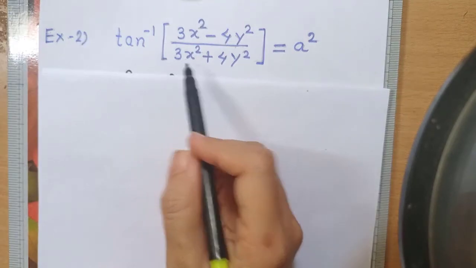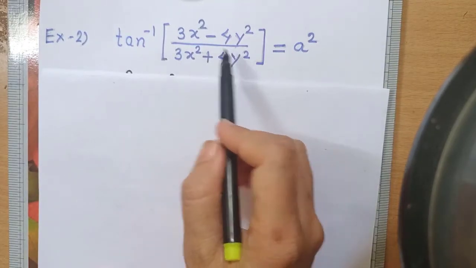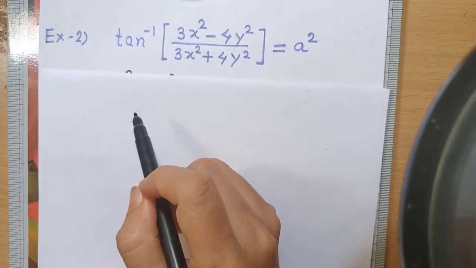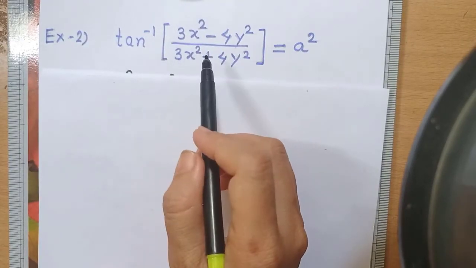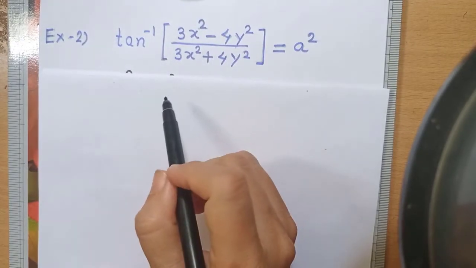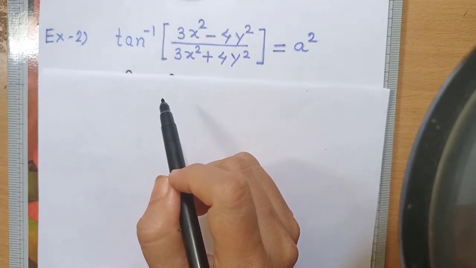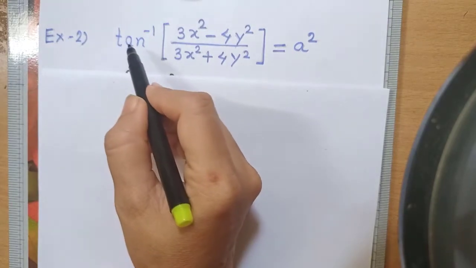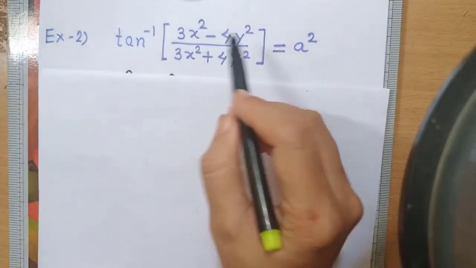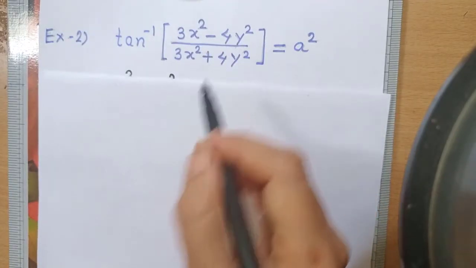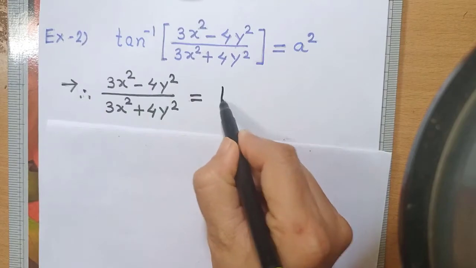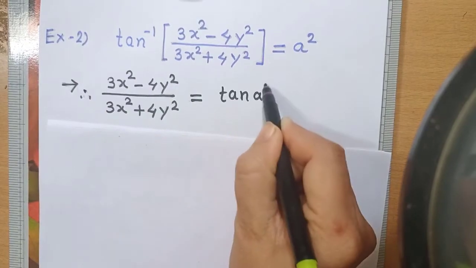Now let's solve the second example. Now in this equation we can observe both the variables, but it is difficult to differentiate directly. So first we will simplify this. Move this tan inverse to RHS and keep this box bracket as it is. So we have, this is tan of a square.